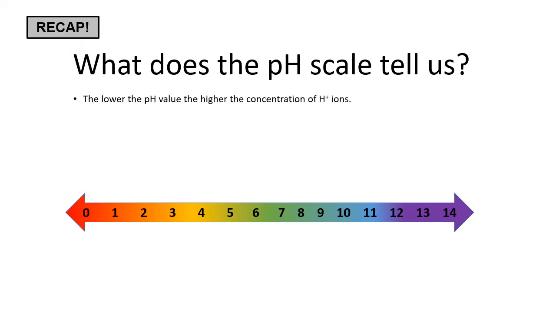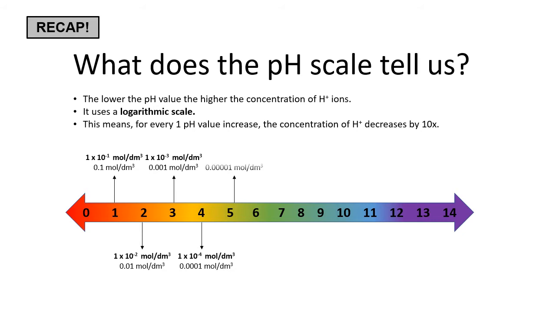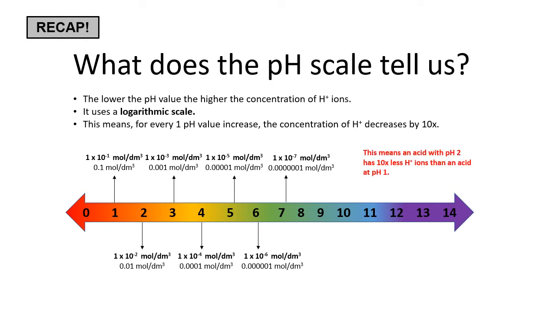Now, we also talked about how there is a direct correlation between pH and concentration of hydrogen ions, and we said that for every increase in pH, the concentration of hydrogen ions decreases by a factor of 10, and you need to be very familiar with writing out the concentration of these hydrogen ions in standard form. Okay, so just as an example, if we have an acid with a pH of 2, that's got 10 times less hydrogen ions than an acid with a pH of 1.